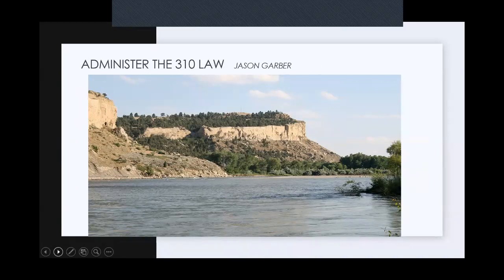Well, good morning, everyone. My name is Jason Garber, and as Lori said, my primary role with the CD Bureau is to provide technical assistance to districts regarding stream permitting. One of the unique things about conservation districts in Montana is that they have this regulatory role, this permitting role regarding projects that happen in perennial streams in Montana. There are very few districts around the country that have that kind of regulatory authority.